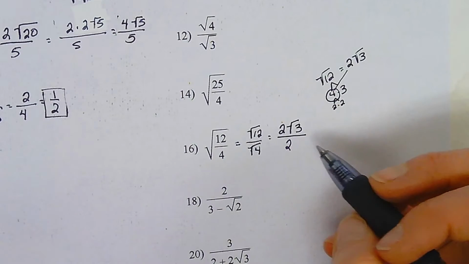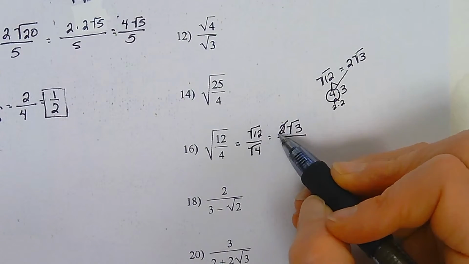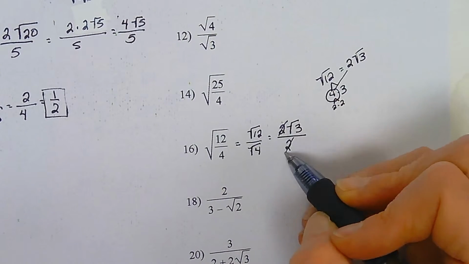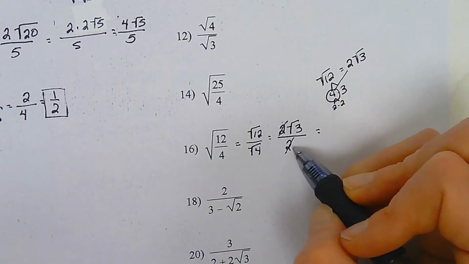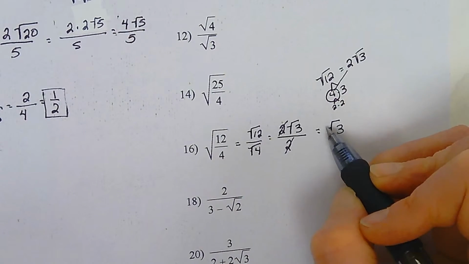And now I can simplify a little bit further because 2 on the outside in the numerator and 2 in the denominator leaves 1. And so the final answer is rad 3.